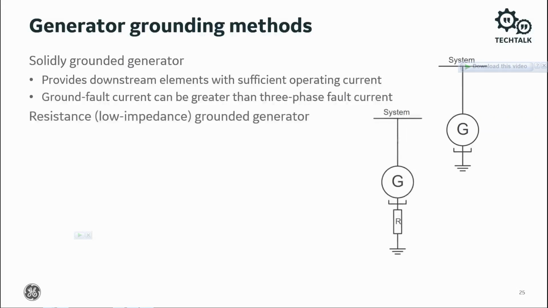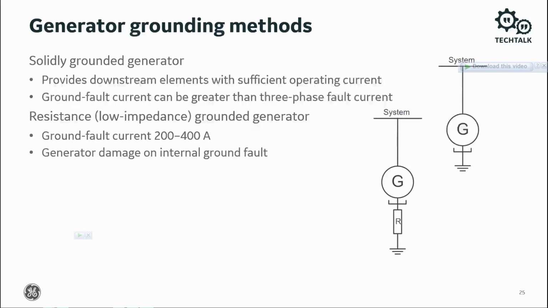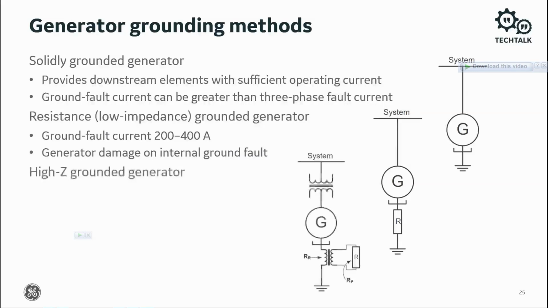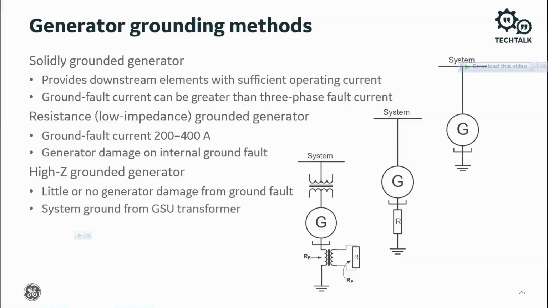In a resistance or low impedance grounded generator, the ground fault current is 200 to 400 amps. The generator can be damaged on an internal ground fault. A high impedance grounded generator exhibits little or no generator damage from ground fault because ground fault current is 10 amps and less. The system ground is from the generator step-up transformer.